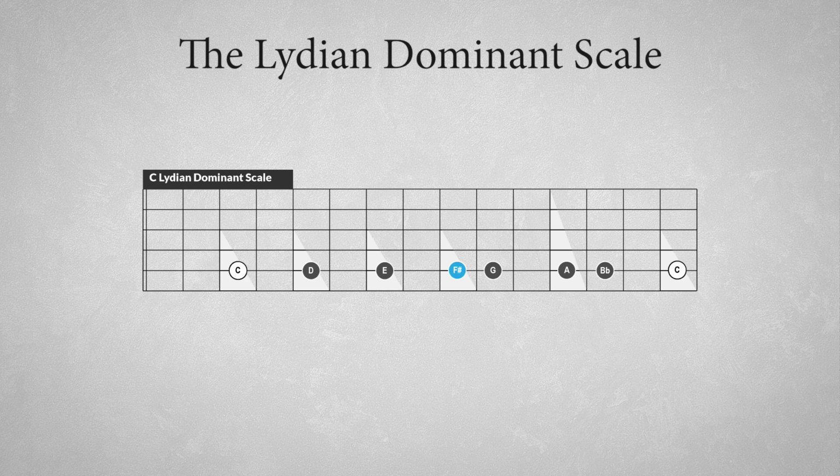The sharpened fourth degree is also the sharpened 11th degree. And therefore, this scale is very suitable for playing over dominant 7 sharp 11 chords.